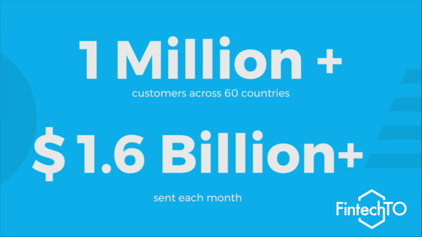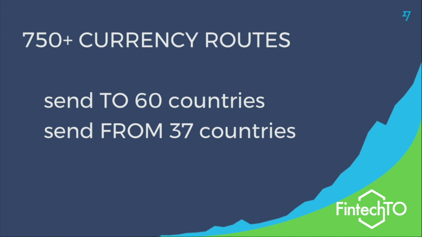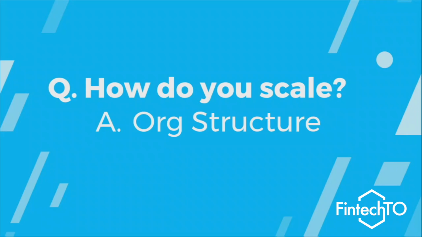Just a quick stats on the company. We have over 1 million customers across 60 countries. We're moving about $1.6 billion now every month. We started in 2011, so we've been at it for about 6 years. These are the number of routes we run. It's all cool.